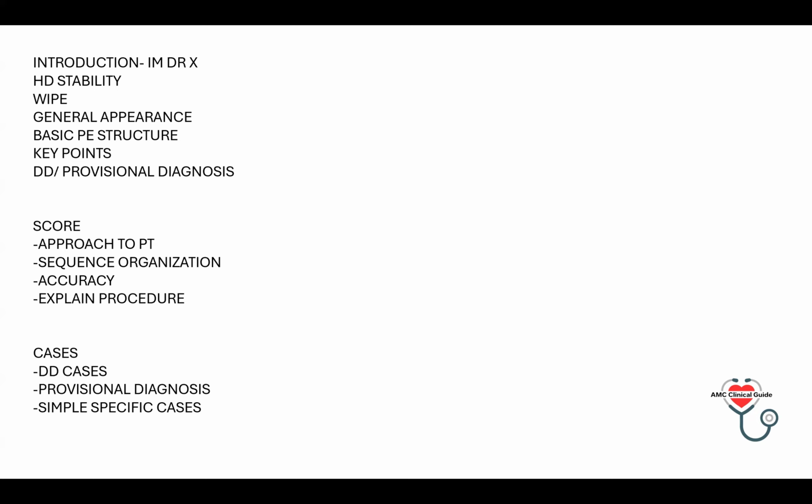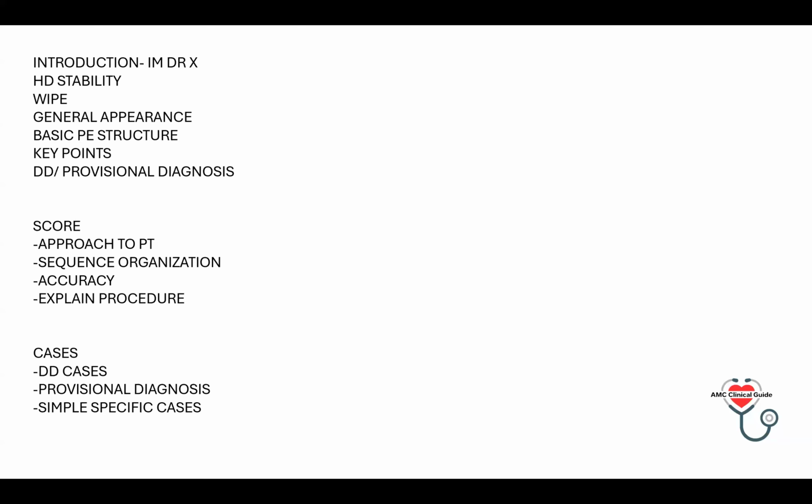In any case, the general appearance, including whether the patient is in pain, any pallor, BMI, whether there are any aids, walking aids, oxygen, those things. And then you have to explain the physical examination structure. That is, the basic structure according to the case you get. If you get a cardiovascular system case, you explain the cardiovascular system examination in detail, all the steps. So that is the basic physical examination structure.